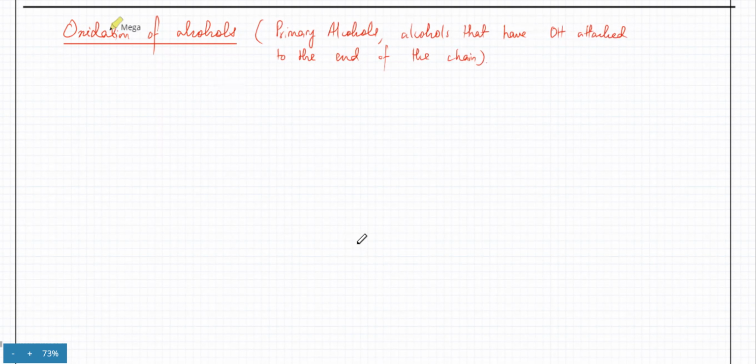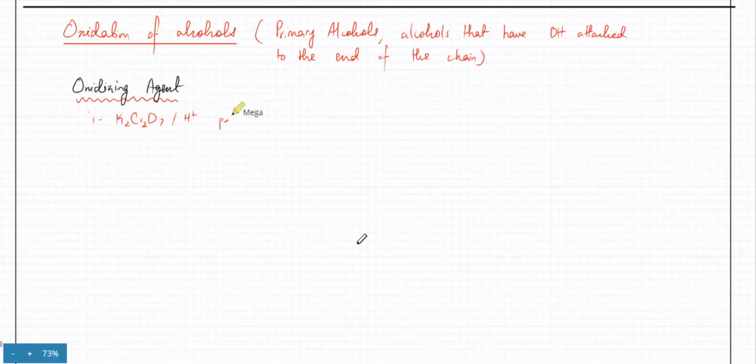अब इसमें ये है कि you need an oxidizing agent. ठीक है? You need an oxidizing agent, and oxidizing agent is, it's two things. One is K2Cr2O7 acidified. That's called potassium dichromate 6. You just have to memorize this. ठीक है? It's an oxidizing agent.